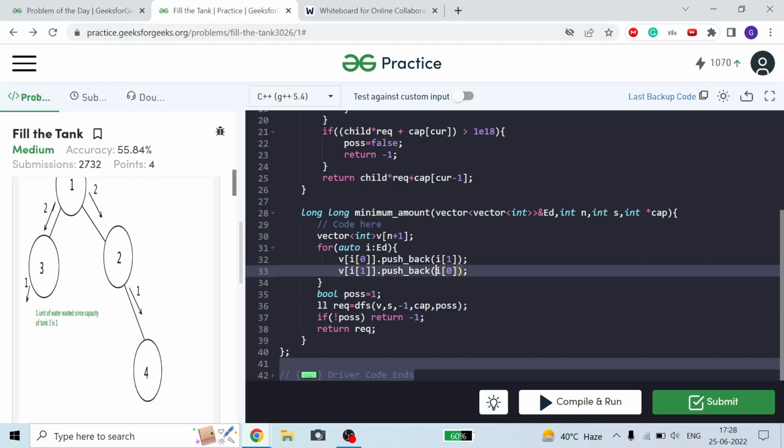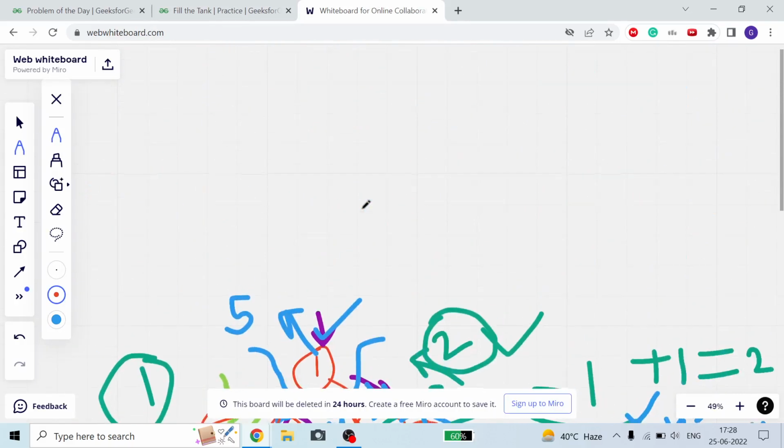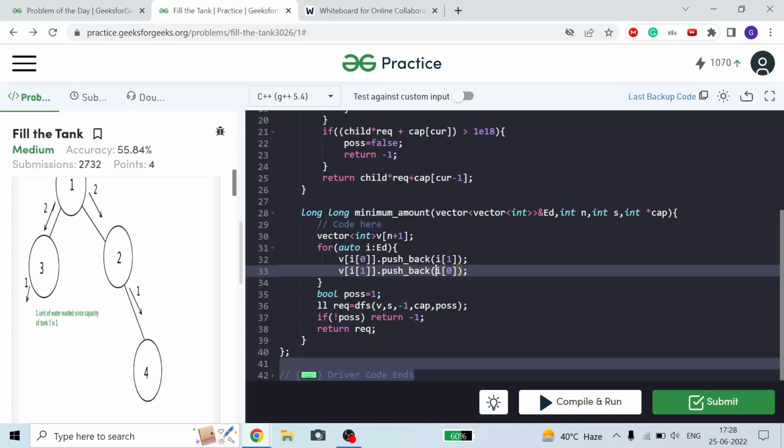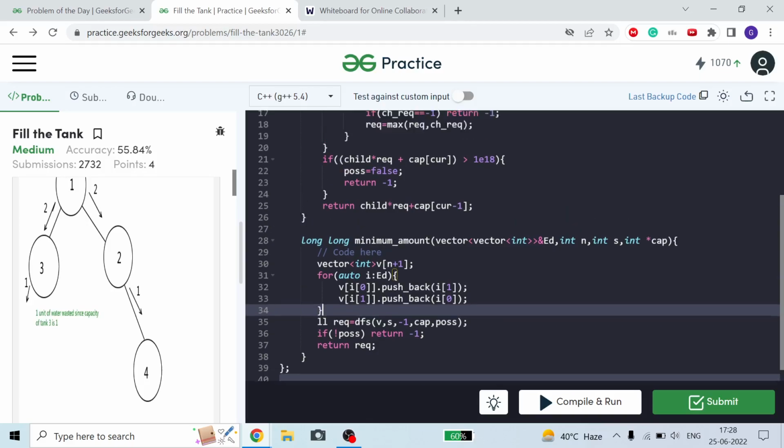Okay guys, and one more thing: the total amount of water I require should always be less than or equal to 10 raised to the power 80, else we cannot satisfy the answer. Okay, it should always be less than 10 raised to the power 80. Here we have taken a bool variable possible, meaning it should always be possible, or we cannot use this.